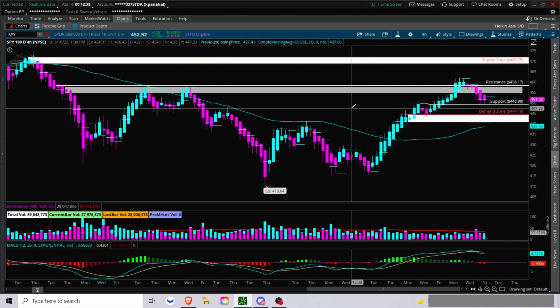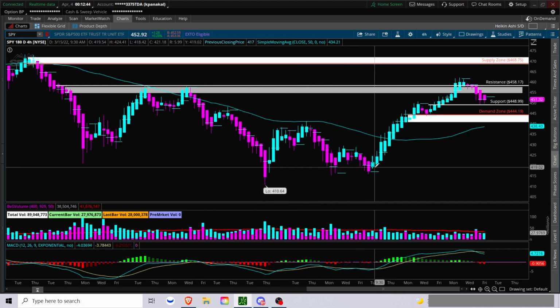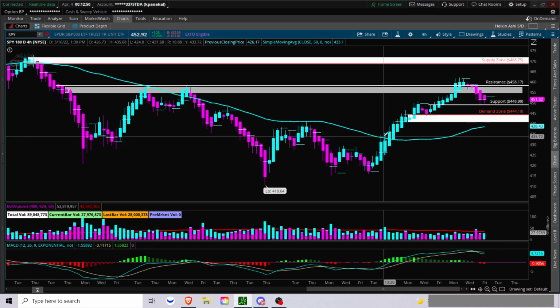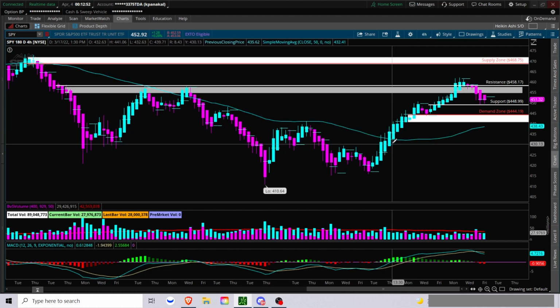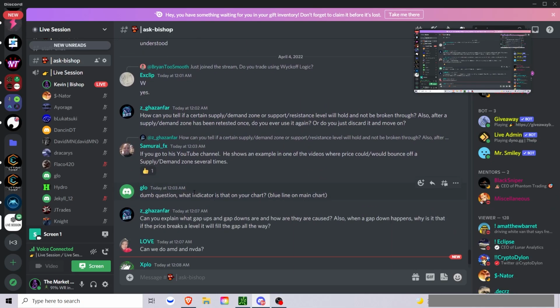And it's vice versa for demand zones, right? Let's say a demand zone was right over here in this area and we bounced off of the demand zone and we start trading upwards. The second the stock breaks above and closes above the 50 SMA, you would enter into calls, as it would be extra confirmation for your position. So hopefully that answers your question.